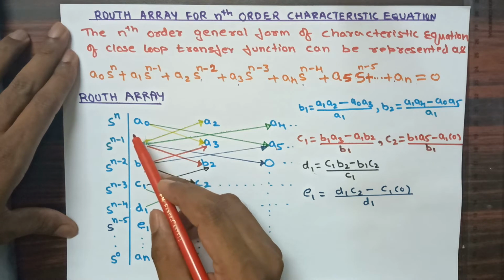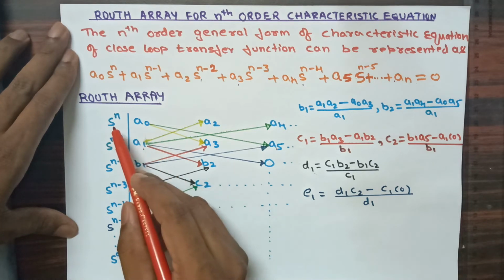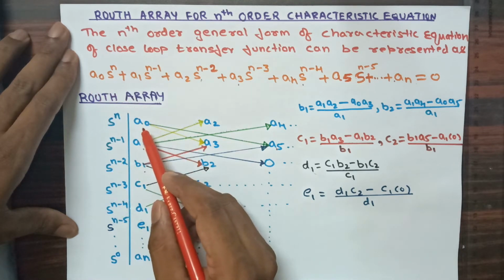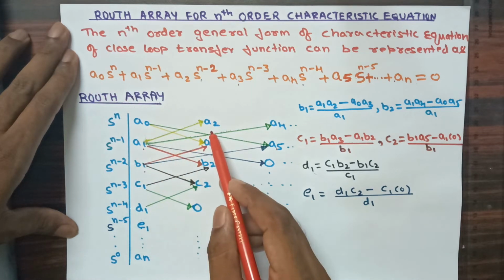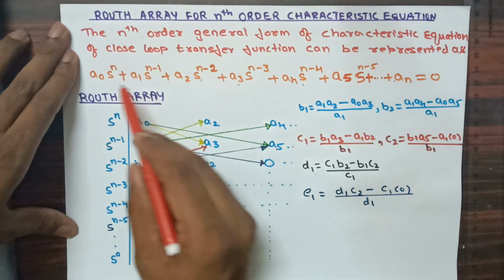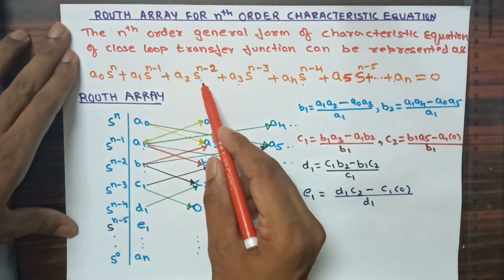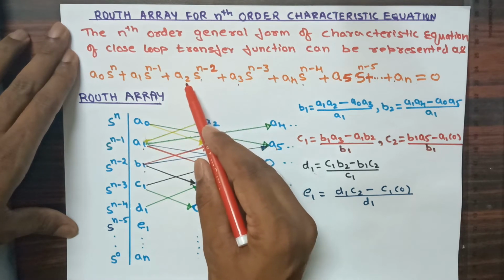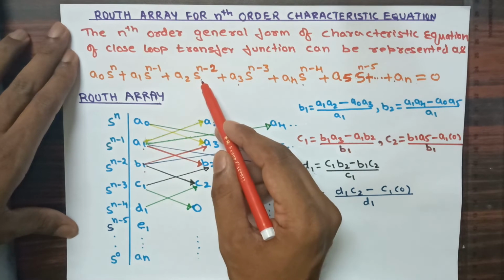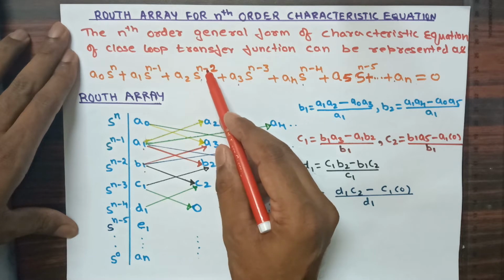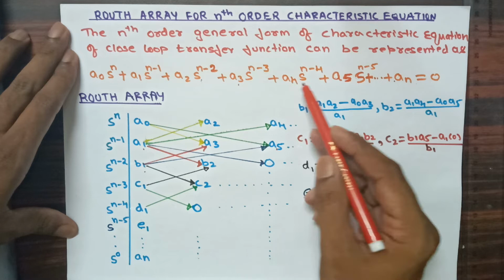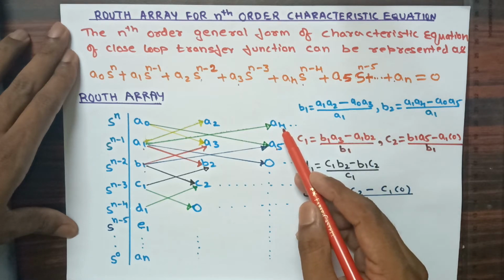Next we will form the rows of the array. For that, you can see the s to the power n coefficient is a0. I am writing first that a0, and then for the second value we are going to consider the alternate value of this characteristic equation. That is, the alternate value of s to the power n is s to the power n minus 2 and its coefficient is a2. I have taken that. Next, for the third term we are going to take the alternate value of s to the power n minus 2, that is s to the power n minus 4, and its coefficient is a4, and I have taken the a4 in this.